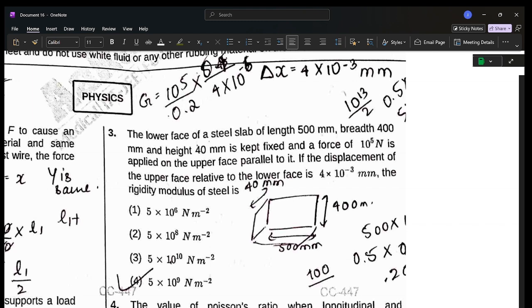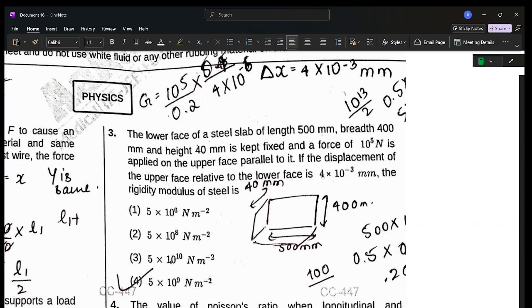Okay, we need to draw a steel slab with some length, with some breadth, and with some height. So I'm sure you guys know how to do the ultimate diagram of a cuboid, right? So I'm doing something like that. Okay, so it's just a steel slab. We have 500 mm, we have breadth of 400 mm, lower face of the steel slab is fixed. Why do they tell it like lower face? Oh, correct. Because this is 40 mm.